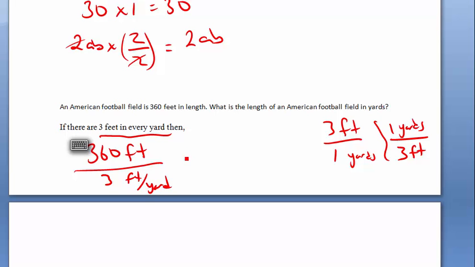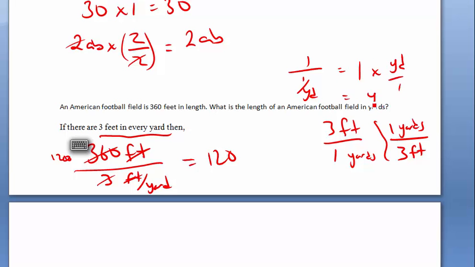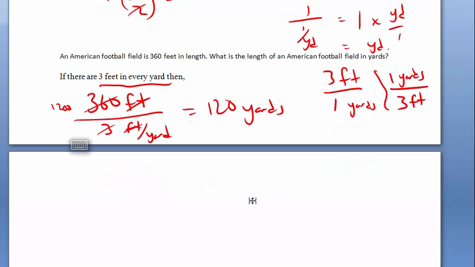And what happens is, I worry about the numbers. 3 goes into 360 120 times. So I got 120. The feet go away. And I've got this 1 divided by 1 over yards, right? So 1 over yards is the same thing as 1 times, take the second fraction, flip it upside down, yards over 1, or just yards. So yards works really well. So if I know it's a fraction, but it's on the bottom of the second fraction, just flip it up to the top. It works really well.